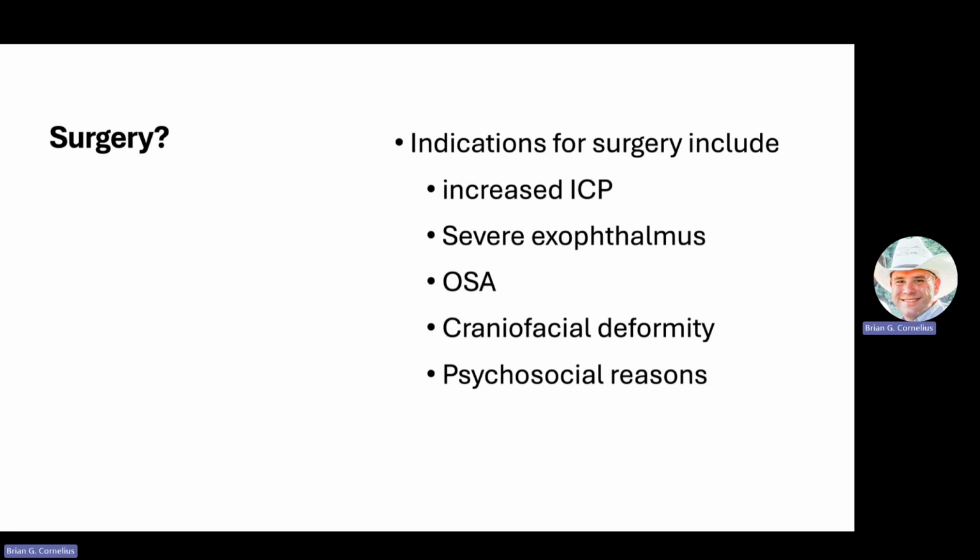So when do we do surgery for these patients? One of the biggest examples you see is when they have elevated ICP, oftentimes due to cranial or skull restriction. Other things that they'll do it for: severe ophthalmos, obstructive sleep apnea, severe craniofacial disorder, which oftentimes leads to the next component of psychosocial disorders. So if it gets to the point where it's taking a mental toll on the patient, oftentimes they'll go ahead and opt for surgery. It also depends on the severity of the case.